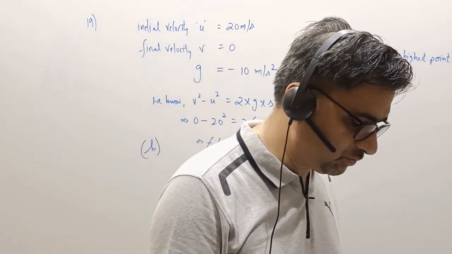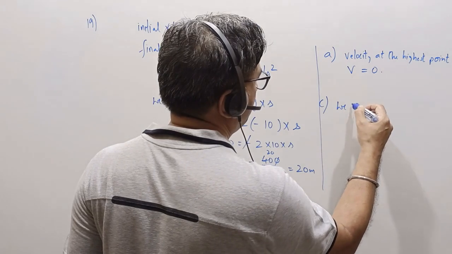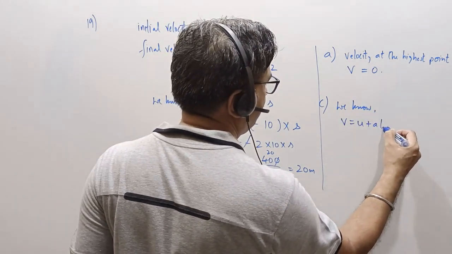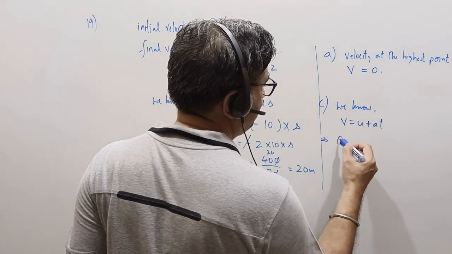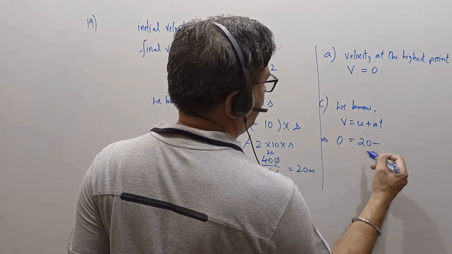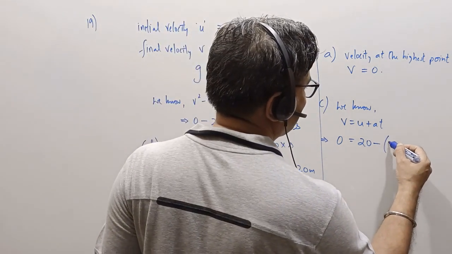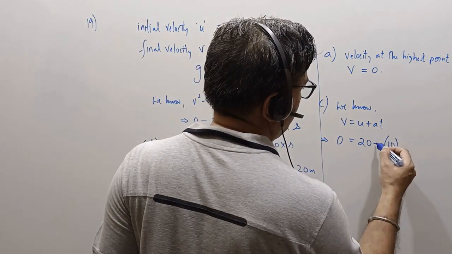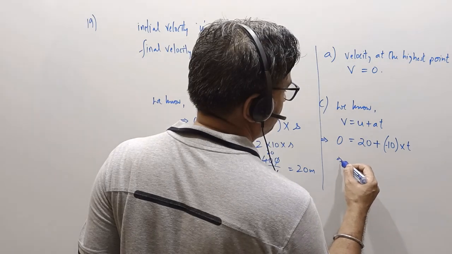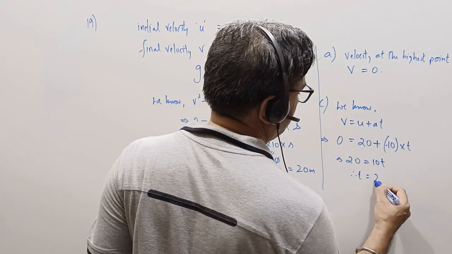Let's see what the third part is. What time would it take to reach the highest point? Now for C, we know v is equal to u plus at. In this case, v is 0. And u is equal to 20. Mind you, because the ball is thrown vertically upward, this becomes minus 10. It's actually plus of minus 10 into time. So that gets us 20 is equal to 10t, and therefore t is equal to 2 seconds.